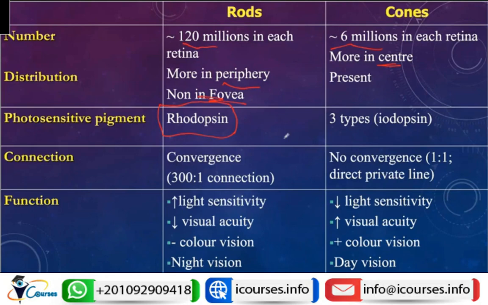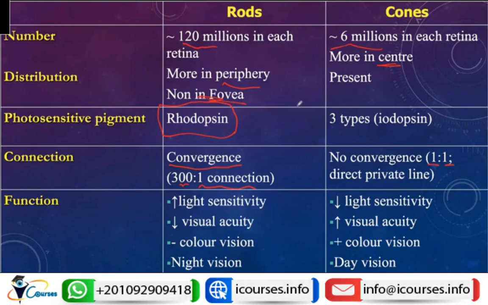The rods, since they are very numerous, show the phenomenon of convergence. About 300 rods will converge on one bipolar cell, while the cones do not show this phenomenon because they are few, so there is no convergence. One cone will convey its signal to one bipolar cell. So it's like a direct private line. Why do we need this? I will tell you now.